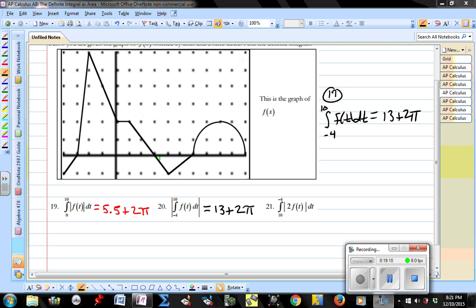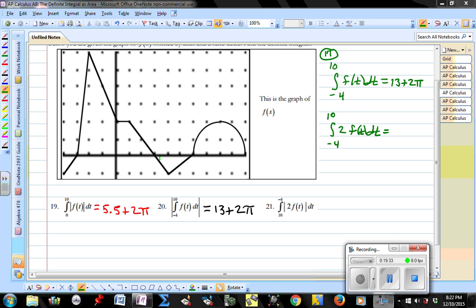Okay, for number 20, we can see that the integral is going to be 13 plus 2 pi. If you look back at problem number 17, we saw that the integral from negative 4 to 10 was 13 plus 2 pi. And in number 20, all we had to do is take the absolute value of this answer. It doesn't change anything, so we had positive values to begin with. Now we'll take a look at number 21, and we'll do this one together.